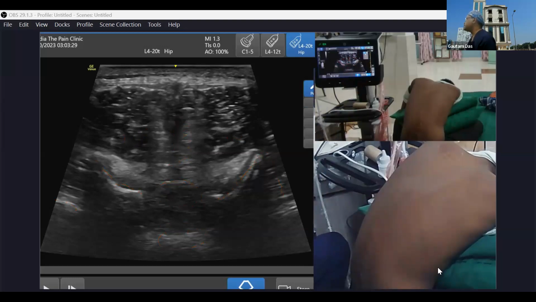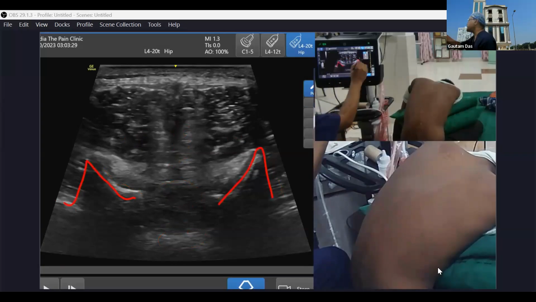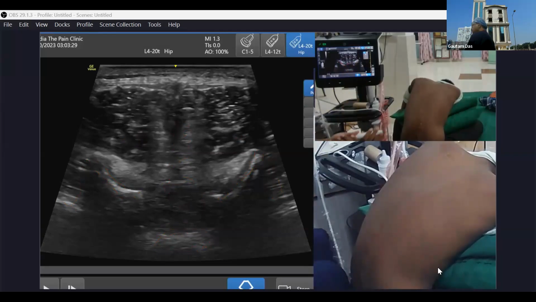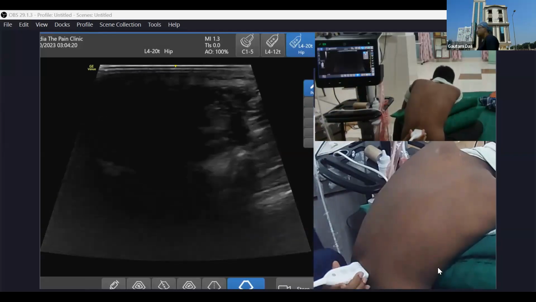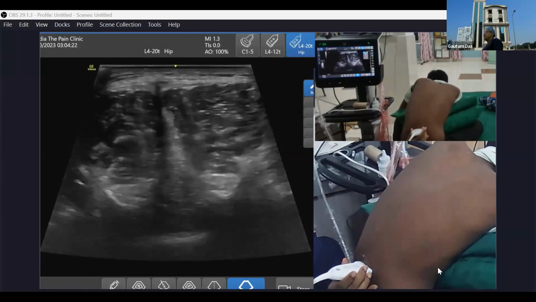Okay. So this is known as the bat's view. It's like you see the two wings of the bat. So it's called the bat's view, when it is in between the two spinous processes. You can see the lamina, and we can see the anterior complex and the posterior complex. Okay, so now again, this was your bat's view.